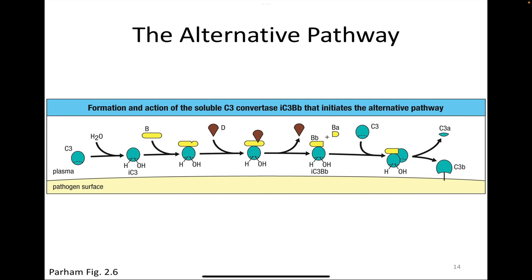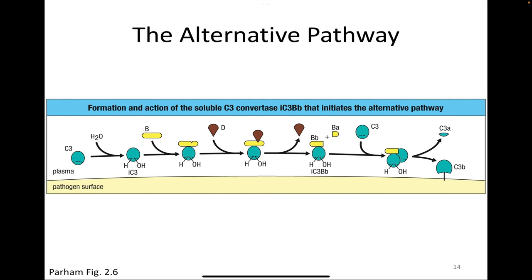When that C3 spontaneously breaks, it can interact with some other proteins. I'm not going to get super in depth with the details of exactly what's going on here. I'm just going to tell you the names of those proteins and put them in a box by alternative pathway. Knowing the order and exactly what each one is doing is not super important for us. But some of those proteins are known as factor B, factor D, both of which are shown here.